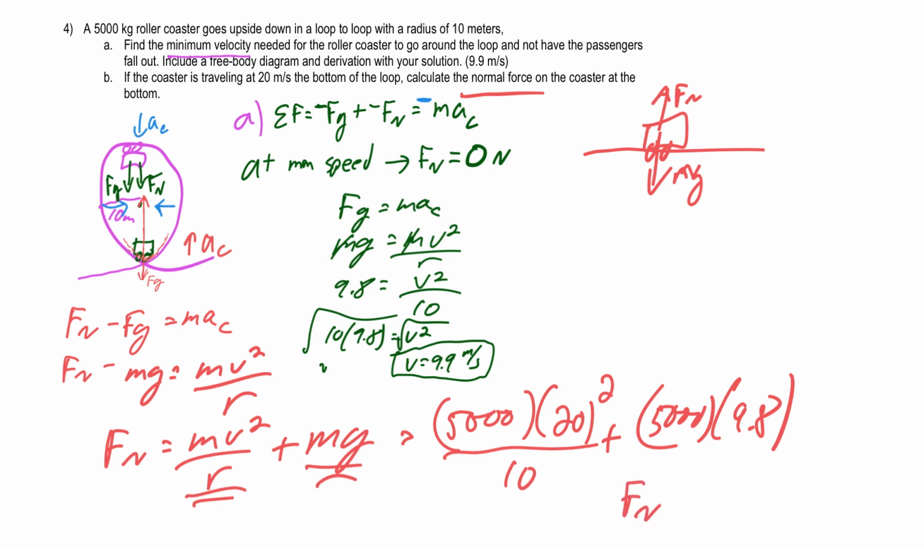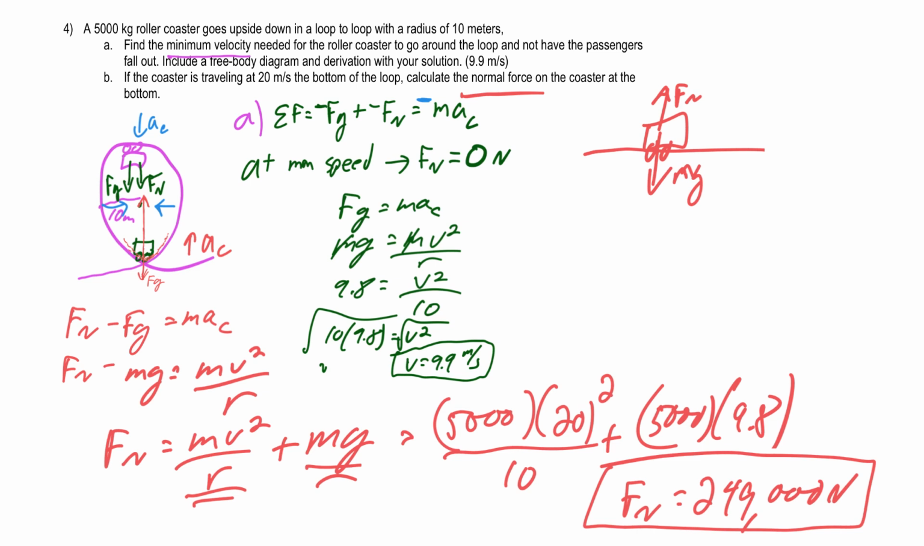All right, go ahead and plug that in. And oops, I don't got the answer on the key, so I'm going to actually have to do it. So we're going to go 5,000 times 20 squared divided by 10 plus 5,000 times 9.8. And I'm getting about 250,000 newtons. All right, let's go ahead and move on to the next one.